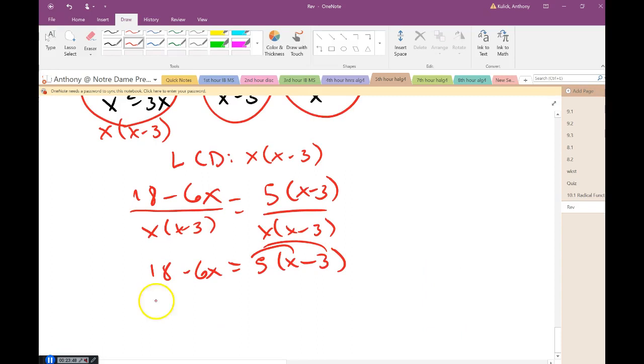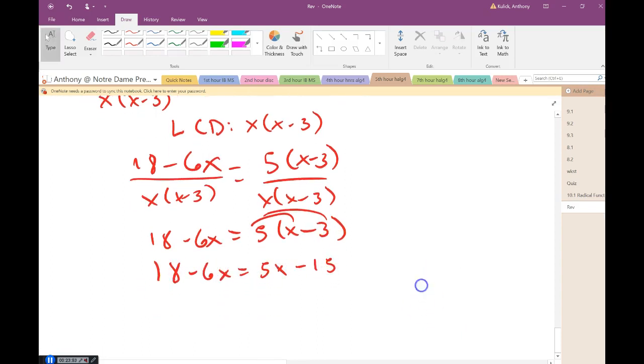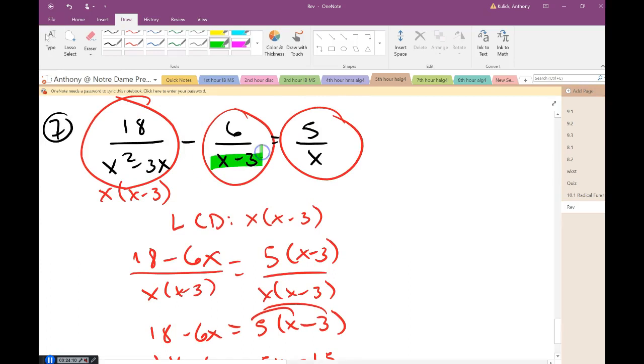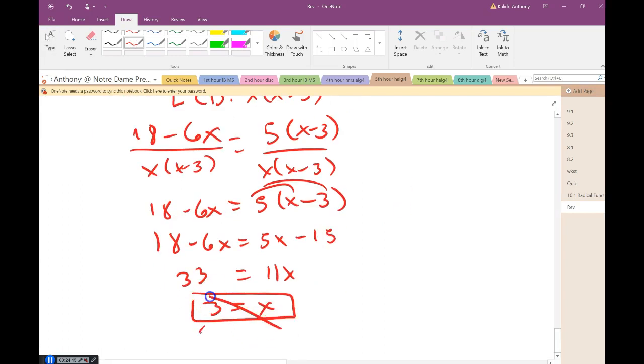Move everything onto one side. So let's say we have 11x over here and 33 over there. And divide both sides by 11, we get 3. Is this really an answer, though? No, because if I go back to the beginning, if I plug it into, say, this one, what do I get? 0 denominator. So we throw this out because it's extraneous. And since we have no solutions left, we'd say no solution.